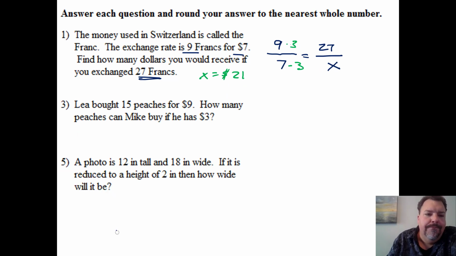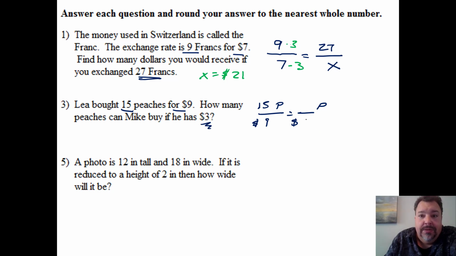Number 3. Leah bought 15 peaches for $9. How many peaches can Mike buy if he has $3? Okay, so again, this first set of information tells us how we can set it up. And keep in mind, there might be more than one way to set it up correctly. So for example, we could have the peaches on top and the dollars on the bottom. But once we decide how one side is set up, then that's going to set in stone how the other side has to go. So here we need peaches on top and dollars on the bottom.